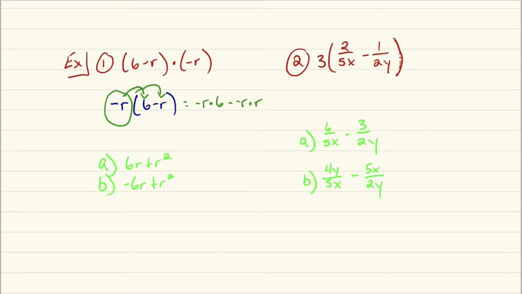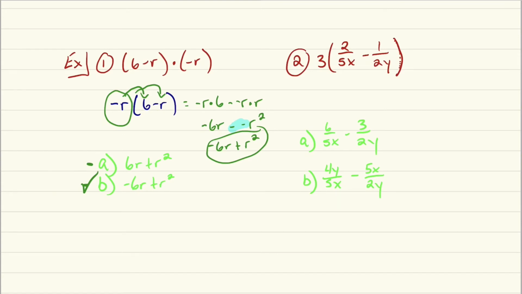Simplifying the first part, that's going to be negative 6r minus negative r squared. Again, let's pay attention to our negative negatives. That's going to end up being negative 6r plus r squared. That's what we've gotten as our final answer. When we look at our two options here for A and B, we can see that option B is going to be our correct answer.